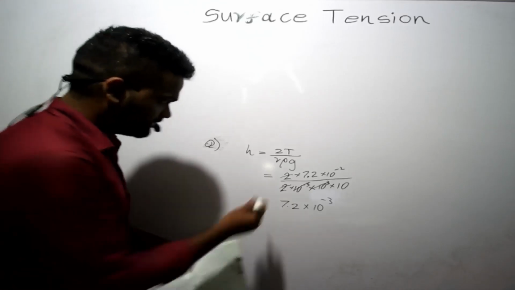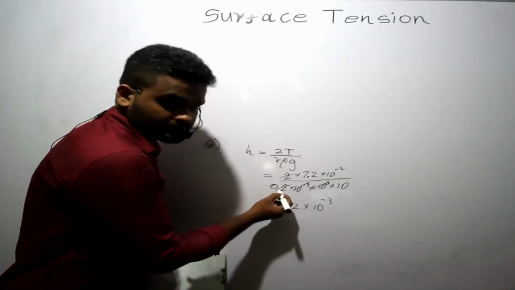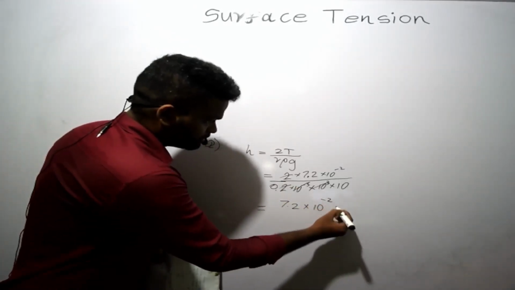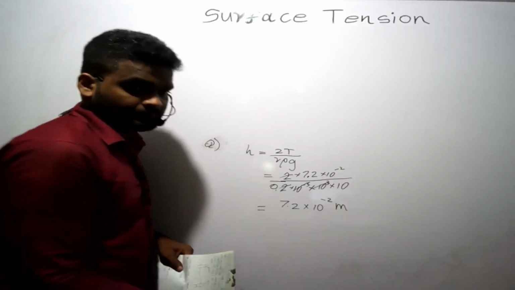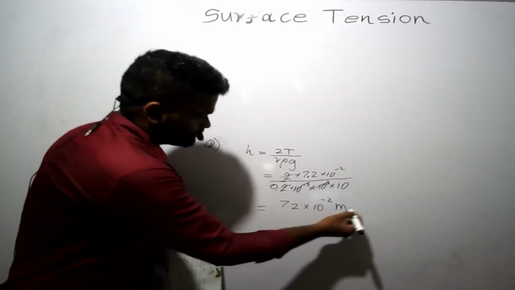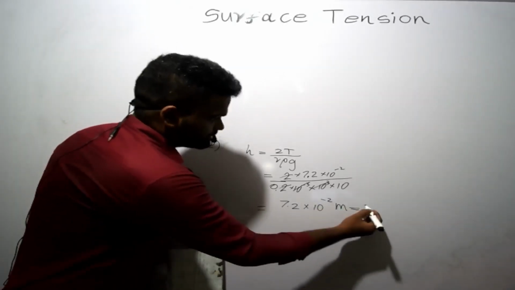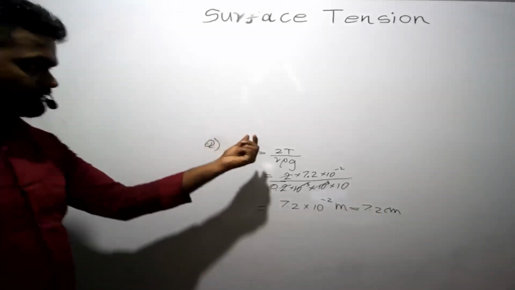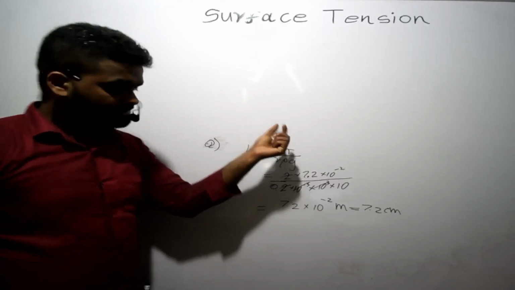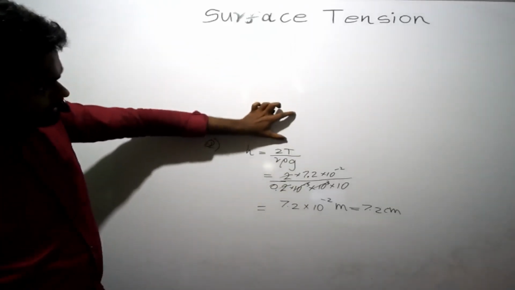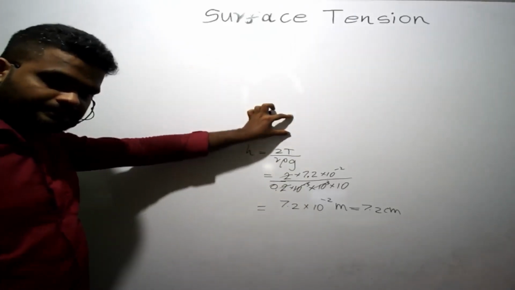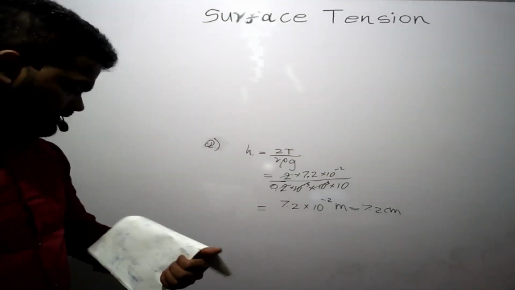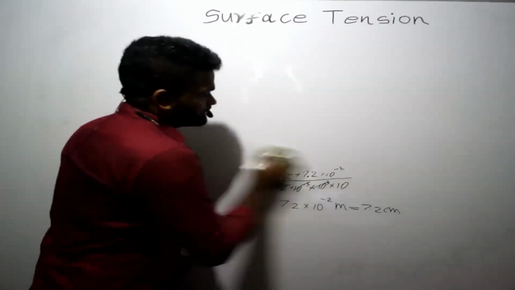This is 0.2, right? Yeah, this is 0.2. So you get minus 2 meters, right? If you want, you can say it in centimeters. So it should be 7.2 centimeters, right? So when you have a 0.2 millimeter internal radius, you can see a 7.2 centimeter capillary rise. Yeah, correct. Minus 2. Then write.